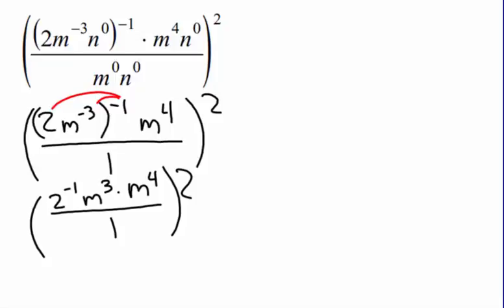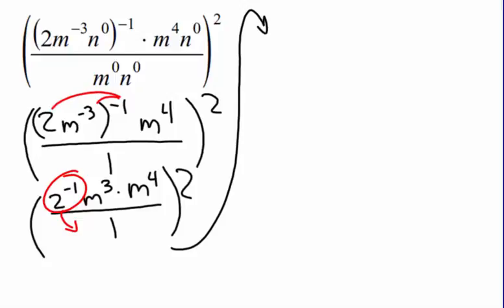So now I'm just going to combine like terms and move things around. The 2 to the negative 1 needs to go into the denominator. And then the m to the third and m to the fourth we can combine by adding the exponents. So we get m to the seventh.